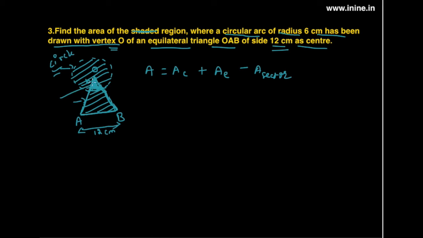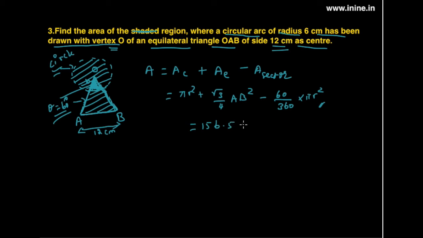So the angle of this sector is equal to 60 degree because this is an equilateral triangle. So this will be pi r square plus root 3 by 4 AB square minus 60 by 360 into pi r square. Solve this to get the actual answer. The actual answer is 156.5 centimeter square.